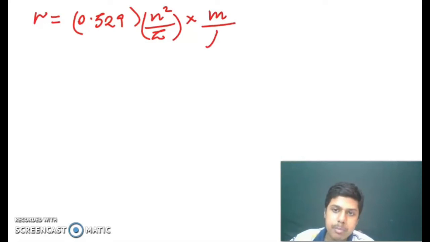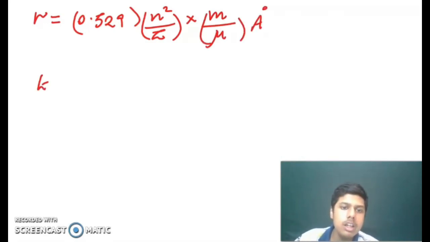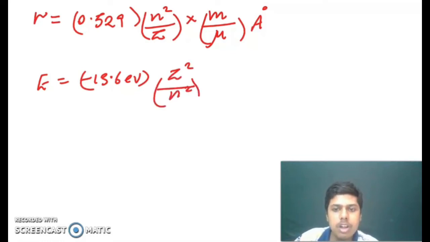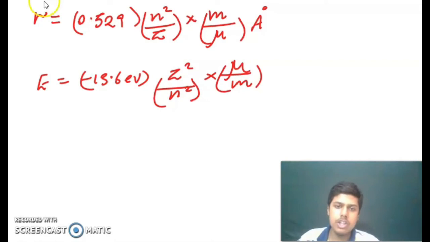into small m by mu, in angstrom. And similarly, in energy, that is minus 13.6 electron volts Z square by n square into just the opposite of this, that is just the reciprocal of this, mu by m electron volts. This is the formula of energy.